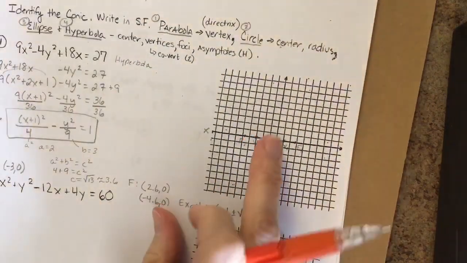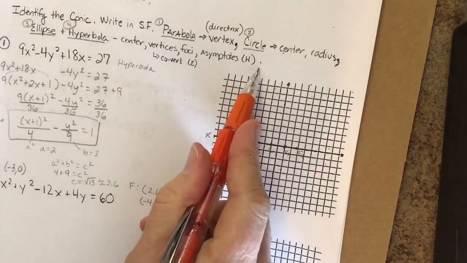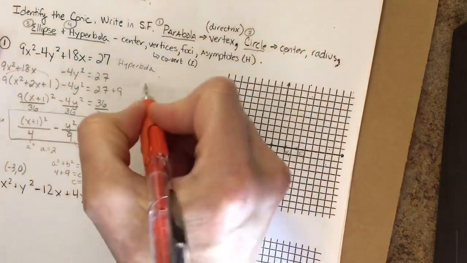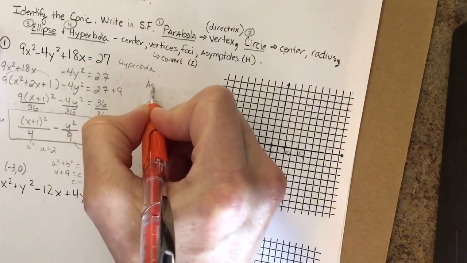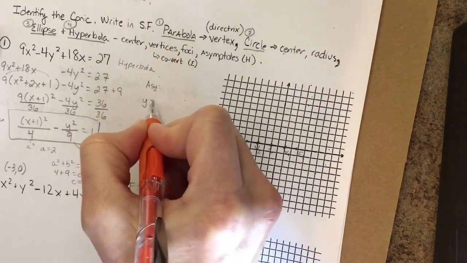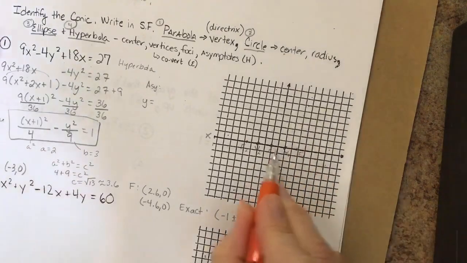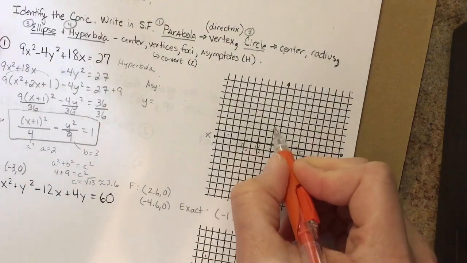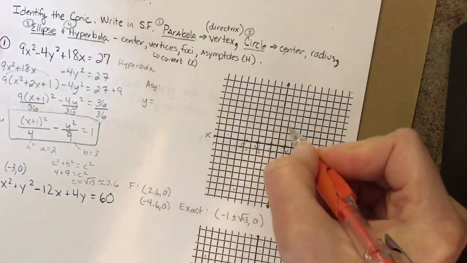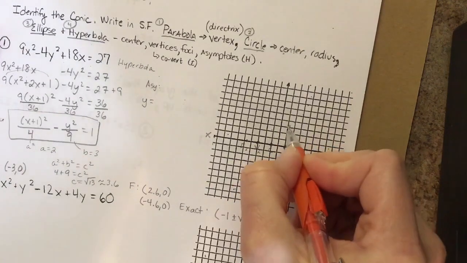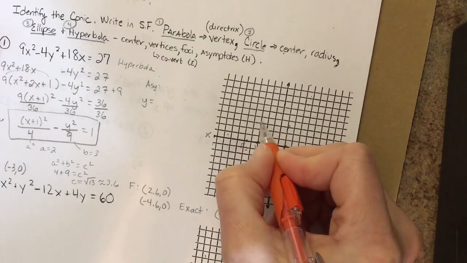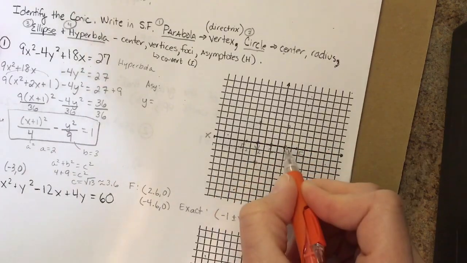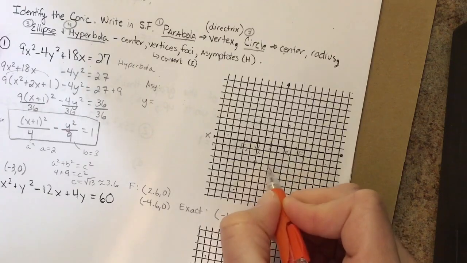All right, last thing to draw. I need the asymptotes. How do I do that? That'll be y equals... now from the center, I'm gonna go up 1, 2, 3, and over 1, 2. Up 3 over 2, down 3 over 2, down 3 over 2.